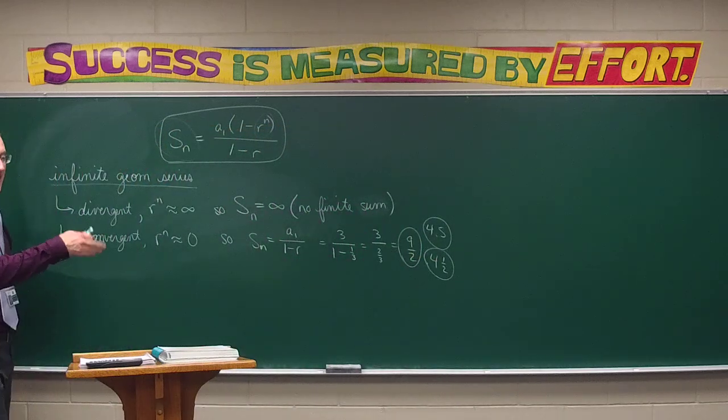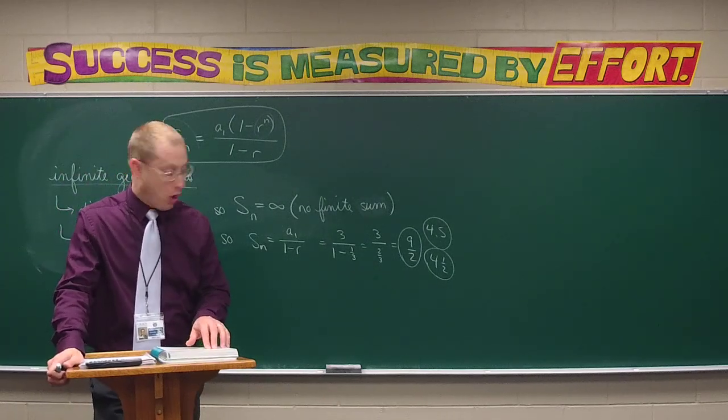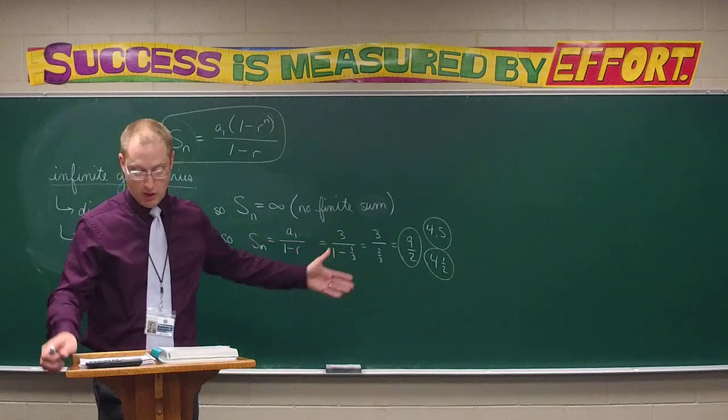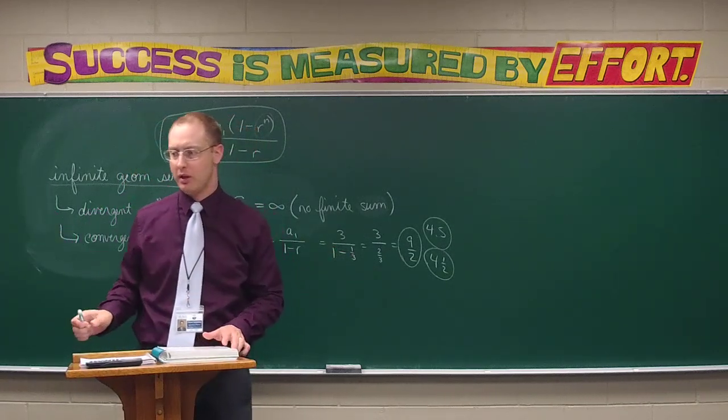So you kept adding and adding and adding. Now, frankly, if you just took the first few that are actually written, that's almost 4.5 already, isn't it? Literally on your calculator, do that: 3 plus 1 plus a third plus a ninth plus a 27th.